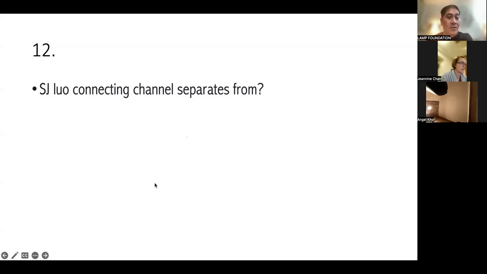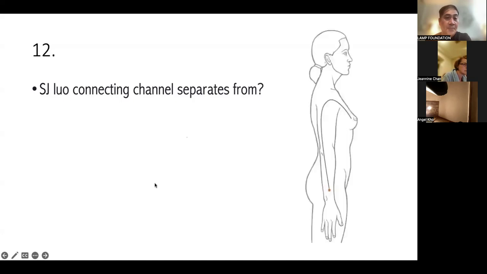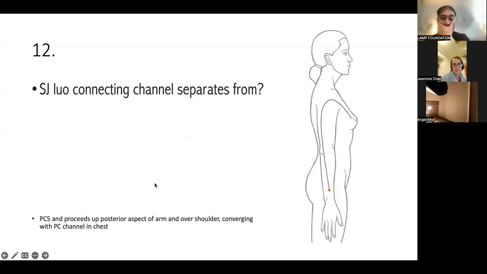Now, let's go to the Luo connecting channel of the Sanjiao. It separates from the Sanjiao channel at what point? It's Sanjiao 5, Doc. Yeah, Sanjiao 5. Sorry, namali ako dito. Sanjiao 5, not PC. Oh my God, I get so confused.